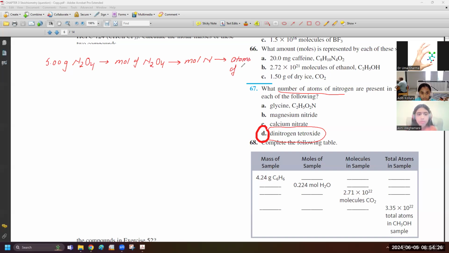From grams to moles, I'm going to use the periodic table, molar masses. Moles to moles, no Avogadro's number, dear. Molar ratio. In 1 mole of N2O4, how many moles of nitrogen are there? Molar ratio. But from moles to atoms, here I'm going to use Avogadro's number. See the difference, Aditi?